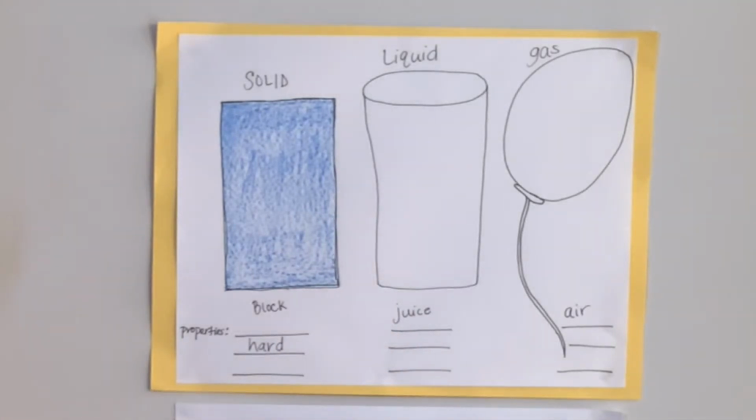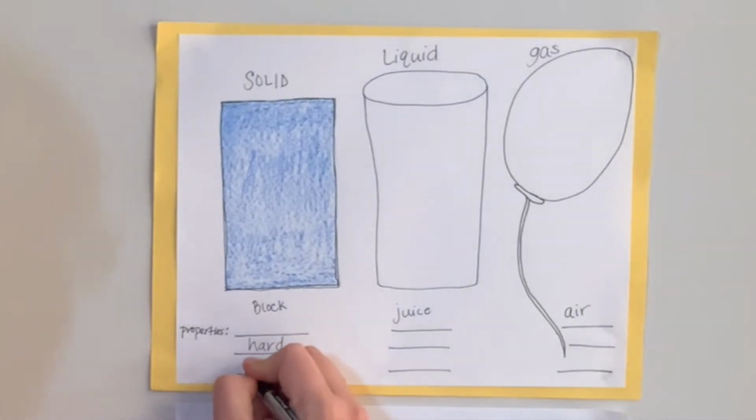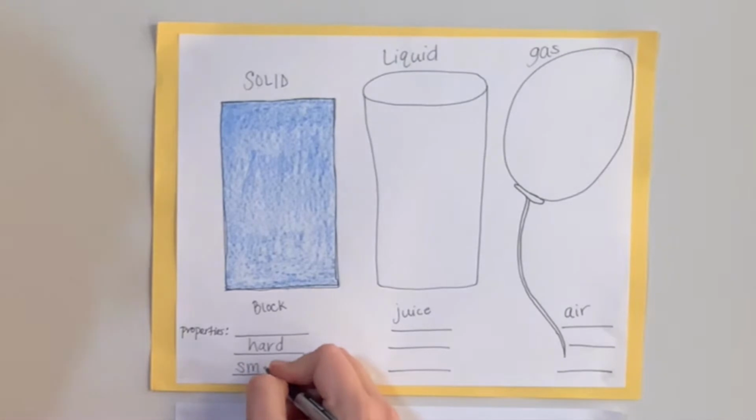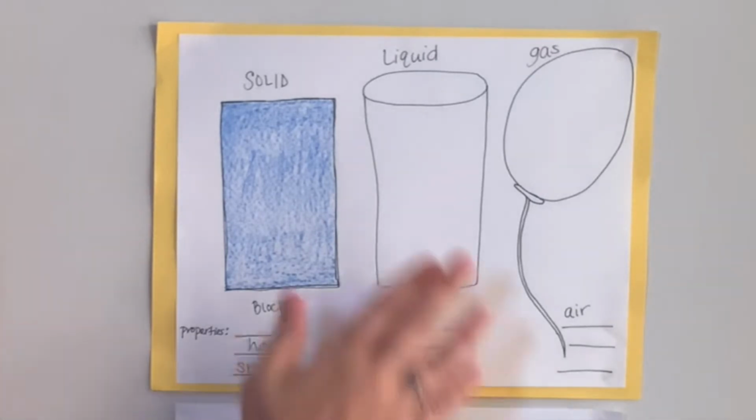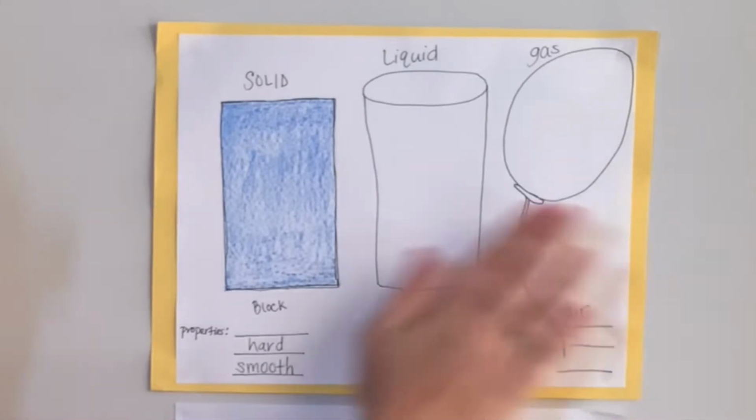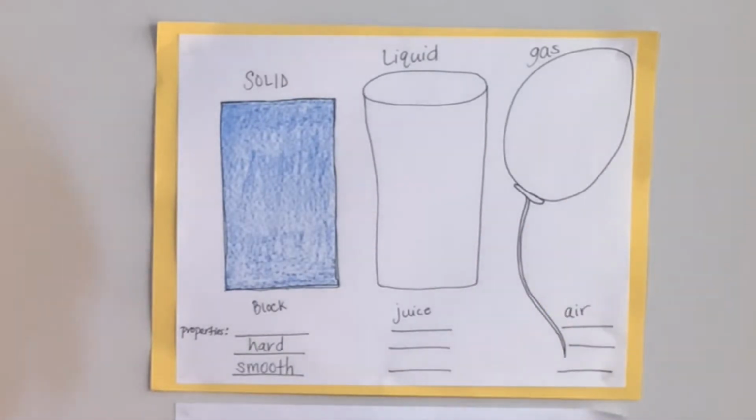H-A-R-D, meaning we can feel it like this wall is hard, and smooth, S-M-O-O-T-H, T-H at the end, smooth. Smooth means there's no ripple texture, there's no rough texture. It would be like the front of the paper, right? If you put your hand across the paper, it is smooth. If you put your hand across the wall, it is smooth.